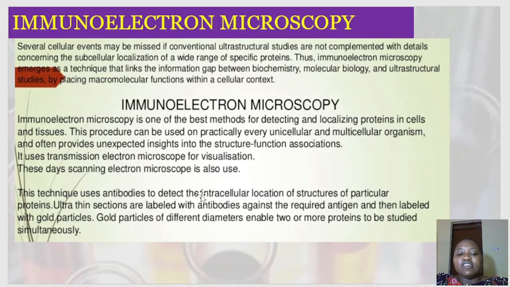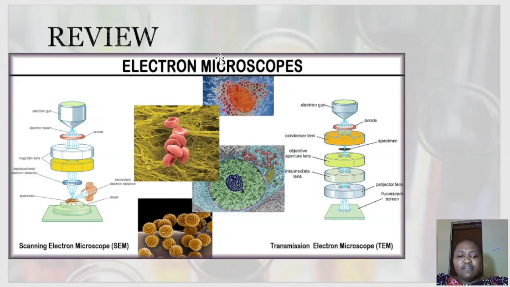So this technique uses antibodies to detect the intracellular location of structures, particularly proteins, so that you make ultrasections that you then label with antibodies against the required antigen. And then these antibodies, in this case, because you're using electron microscopy, we label with gold nanoparticles. So this is just a review of what we have already said about scanning, which gives us the surface topography, and transmission, which gives us the ultrastructural images of our tissues and cells.